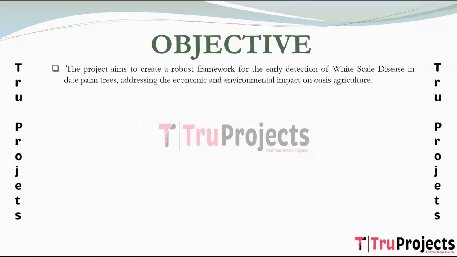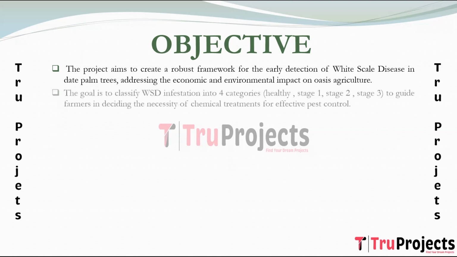Objective of the project. The primary objective of the project is to develop a robust framework for early detection of white scale disease in date palm trees, aiming to mitigate the economic and environmental impact of this damaging bug on oasis agriculture. The goal is to classify WSD infestation into four categories, which are healthy, stage 1, stage 2, and stage 3, to guide farmers in deciding the necessity of chemical treatments for effective pest control.